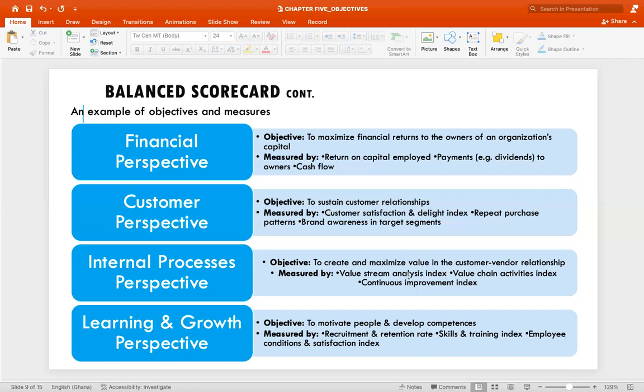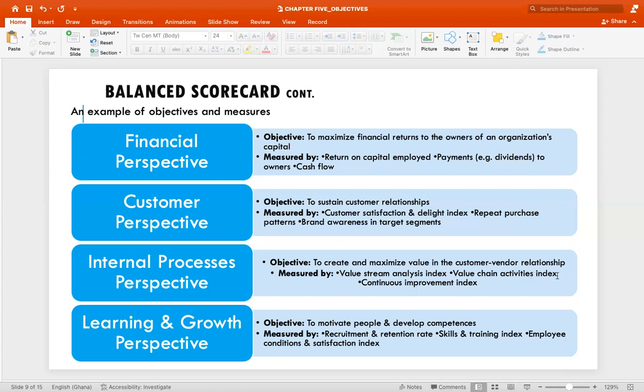Yesterday, we spoke about value stream. All right. Do you remember? Under what did we talk about value stream? Lean production or lean working. Okay. We said identify the value, establish a stream, if you remember. All right. And so on and so forth. So you want to pay attention only to things that will bring value to the customer. So you can use value stream analysis index to check that. You can use value chain activities index to check that.